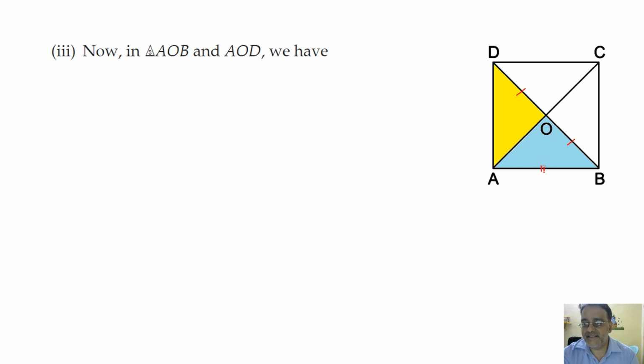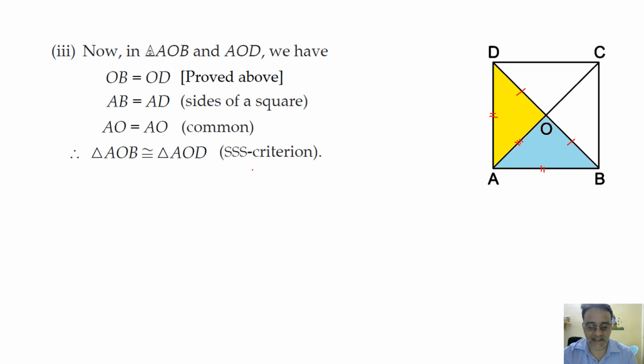AB is equal to AD. यहाँ पे लिखना है sides of a square. And what about this one? Common. So these two triangles are congruent by which criteria? SSS. Yes, SSS. जल्दी जल्दी देख लेते हैं, देख लिया, right?